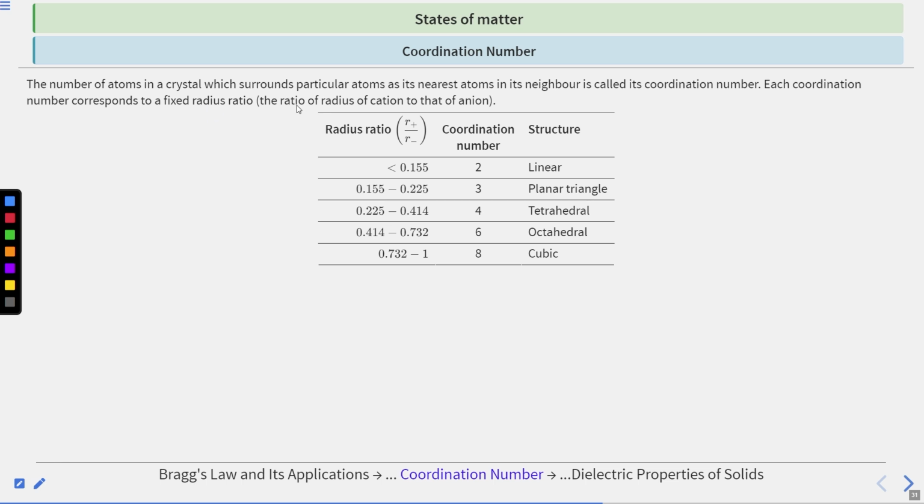The number of atoms in a crystal which surround a particular atom as its nearest neighbors is called the coordination number. Each coordination number corresponds to a fixed radius ratio, that is, the ratio of the radius of cation to that of anion. This table shows some ranges of radius ratio, the coordination number related to each, and describes the structure related to that range of radius ratio.